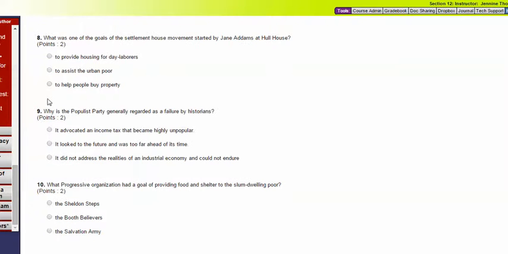Number 8, what was one of the goals of the settlement house movement started by Jane Addams at Hull House? To provide housing for day laborers, to assist the urban poor, or to help people buy property?